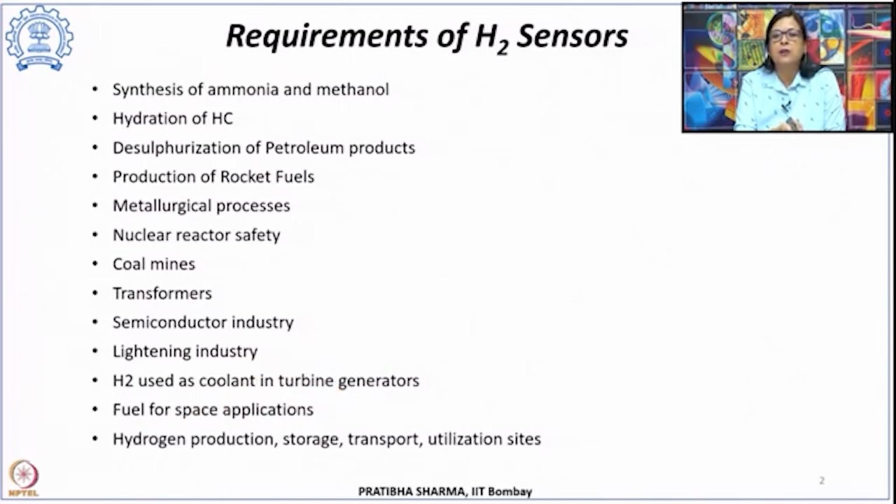We know that liquid hydrogen is used as a fuel in space applications. So at the point of this space application usage, if there is any hydrogen leak, that needs to be identified, and these are all above the top, where indefinitely we require sensing along the hydrogen value chain, at every aspect of the hydrogen value chain.